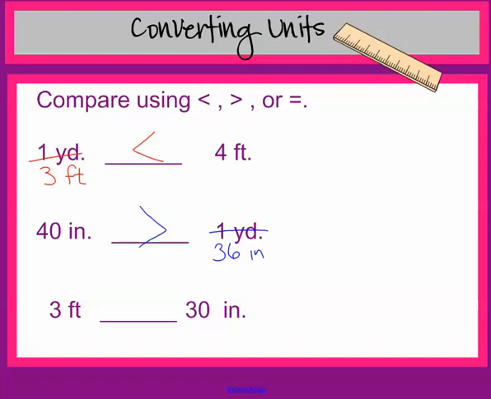On the final example on this page, we see 3 feet compared to 30 inches. Well, we know that 3 feet is 36 inches. Okay, so now we can see that comparison that 36 is greater than 30.